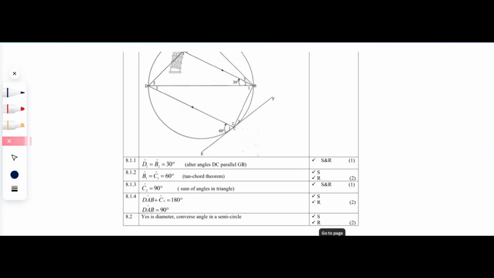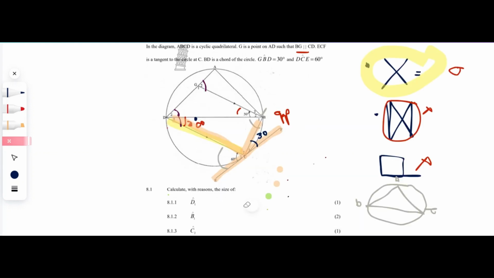So that was very easy. You're going to say that D1 equals B2, which equals 30 degrees, alternating angles, and then you have to state which two lines are parallel to each other, because that allows us to validate our answer. You're going to say because DC is parallel to GB. Let's continue on. I just want to mark that off onto your diagram.